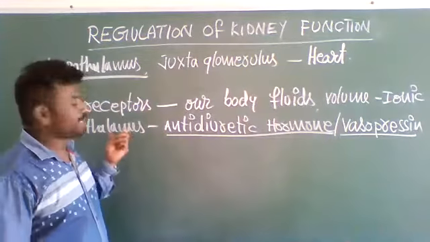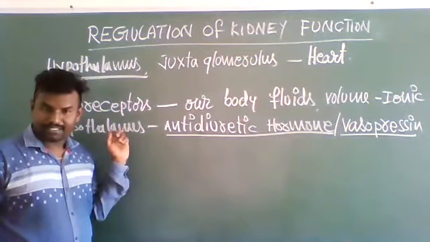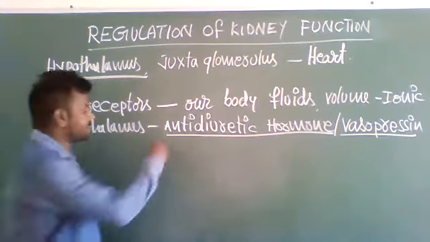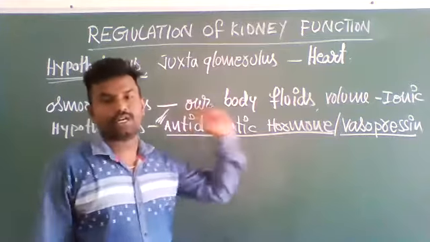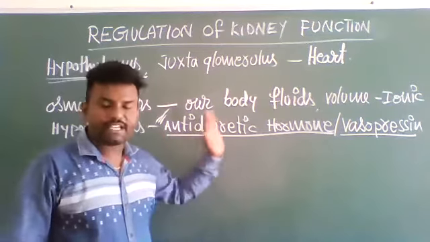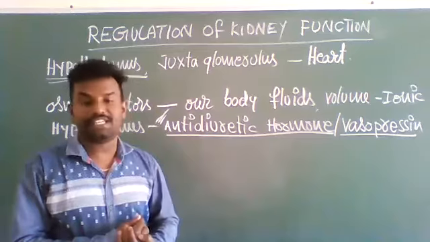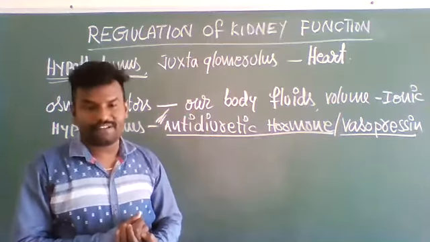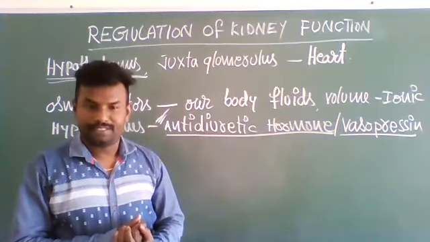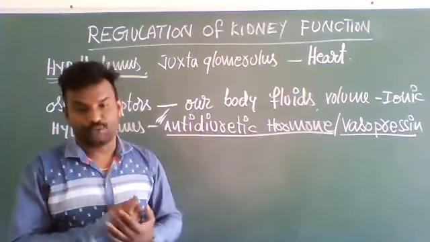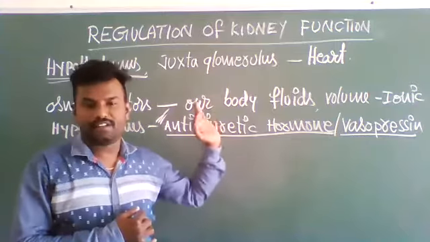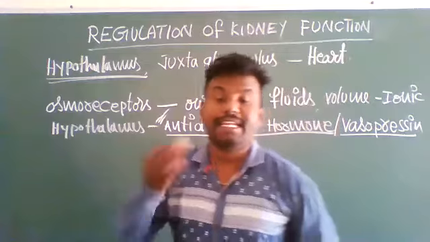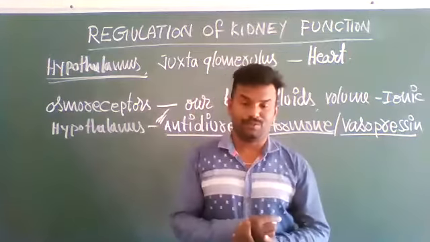The osmoreceptors stimulate the hypothalamus in the brain to release antidiuretic hormone, also called vasopressin. Actually, the function of vasopressin or antidiuretic hormone is to play a major role in reabsorption of water from the renal tubules and help in elimination of urine.